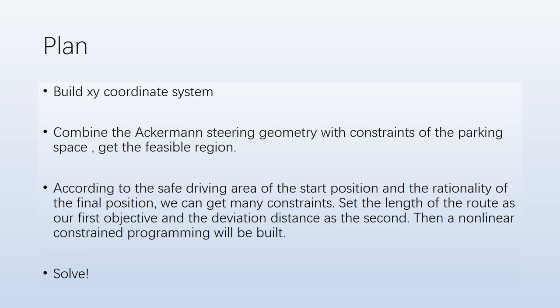Next, according to the safe driving area of the start position and the rationality of the final position, we can get many constraints. We set the length of the route as our first objective and the deviation distance as the second. The deviation distance here is the distance between the center line of the parking lot and the center line of the car. Then we will have a nonlinear constraint programming. The final step is to solve it, and I will probably use MATLAB or genetic algorithm, or maybe both. I'm not sure right now.